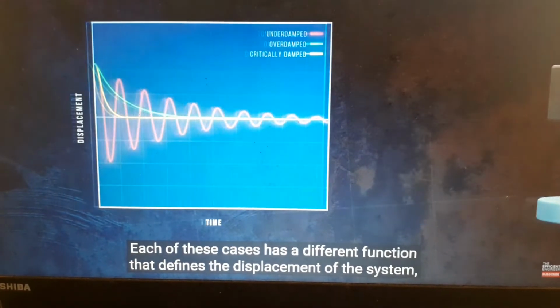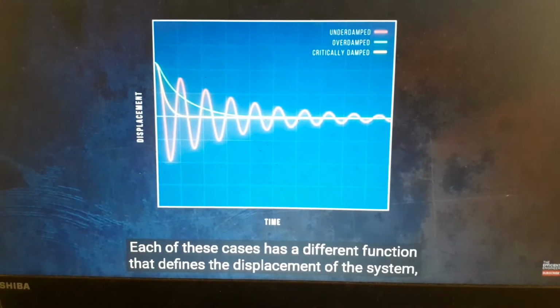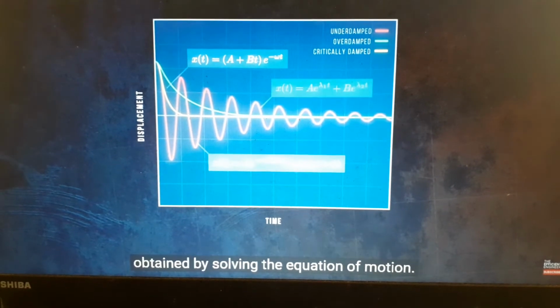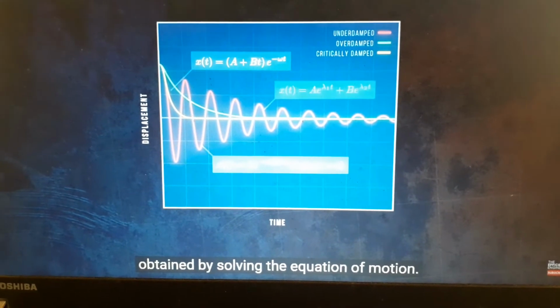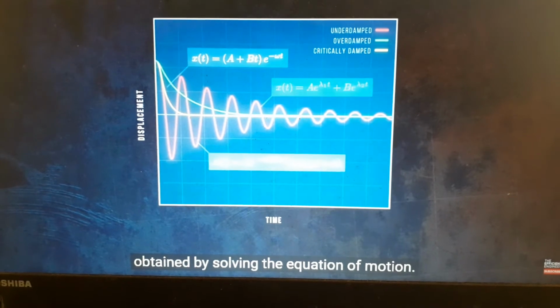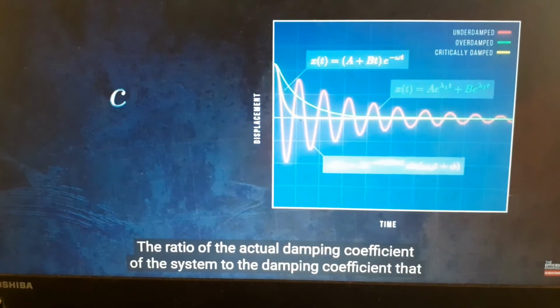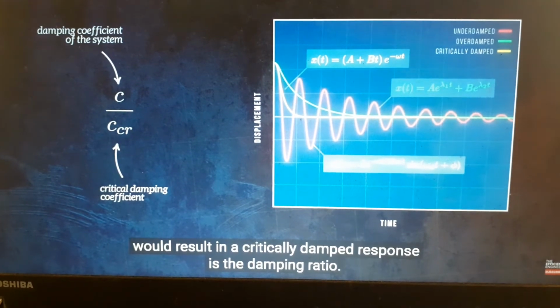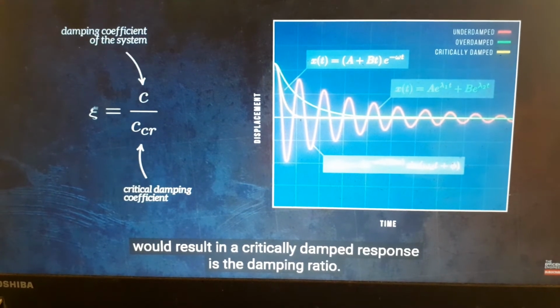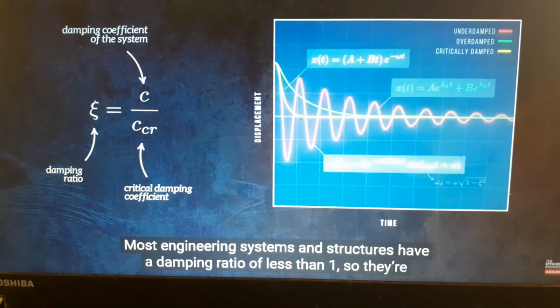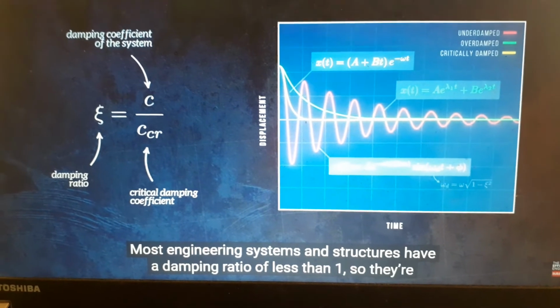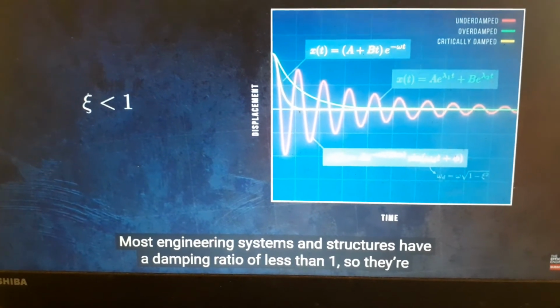Each of these cases has a different function that defines the displacement of the system, obtained by solving the equation of motion. The ratio of the actual damping coefficient of the system to the damping coefficient that would result in a critically damped response is the damping ratio. Most engineered systems and structures have a damping ratio of less than 1, so they're underdamped.